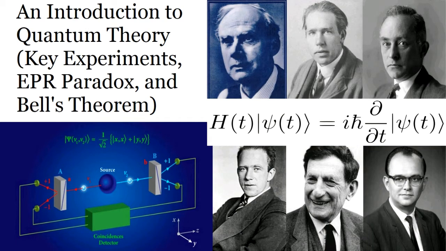Today we're going to be describing the history of the key experiments in the history of quantum mechanics, the EPR Paradox, and something called Bell's Theorem. So don't worry if these sound very intimidating. I'm going to try my best to explain as much as I can all these concepts and experiments using as little physics and mathematics as possible.